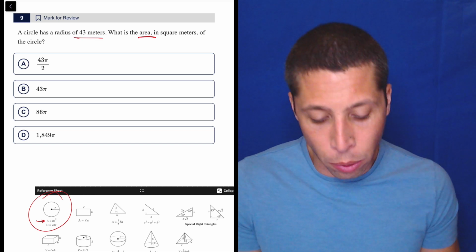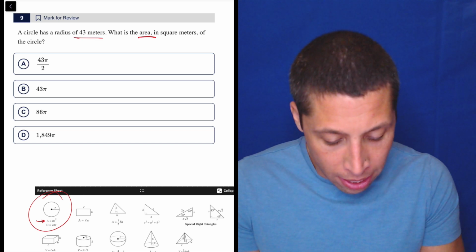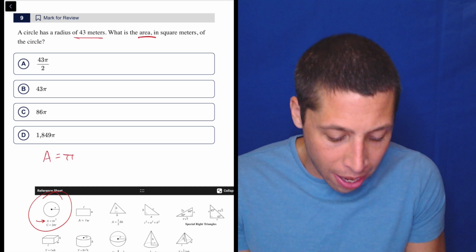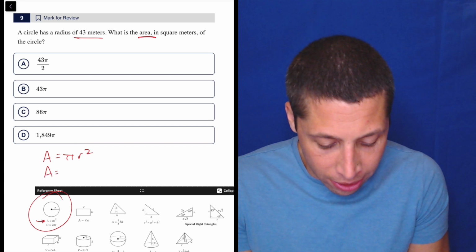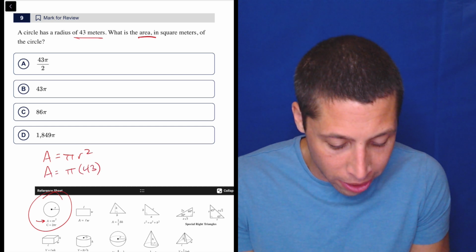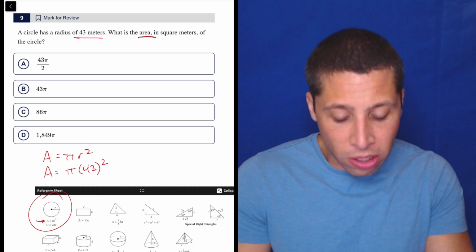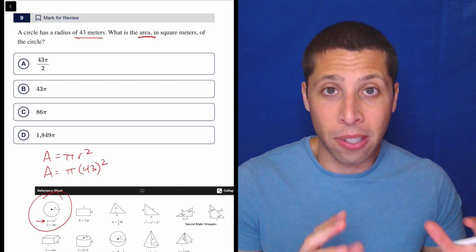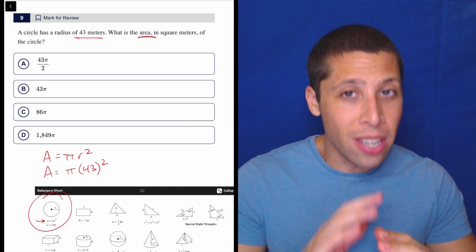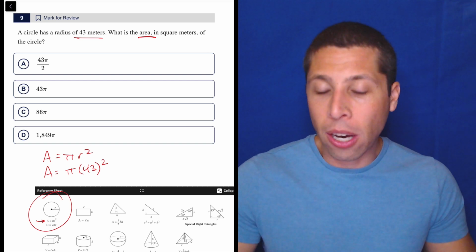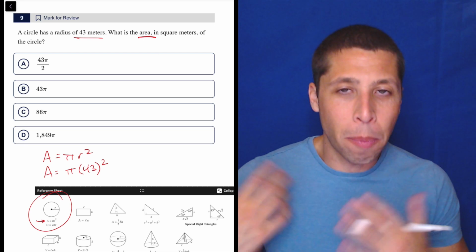Well, it has a radius of 43 meters. If we just use the formula, then area is pi r squared. Area is pi times 43 squared. So you notice the answer choices too. Pi is just kept as a symbol. In real life, we almost never multiply that pi out because it's a messy number. So the pi is going to stay as a symbol.